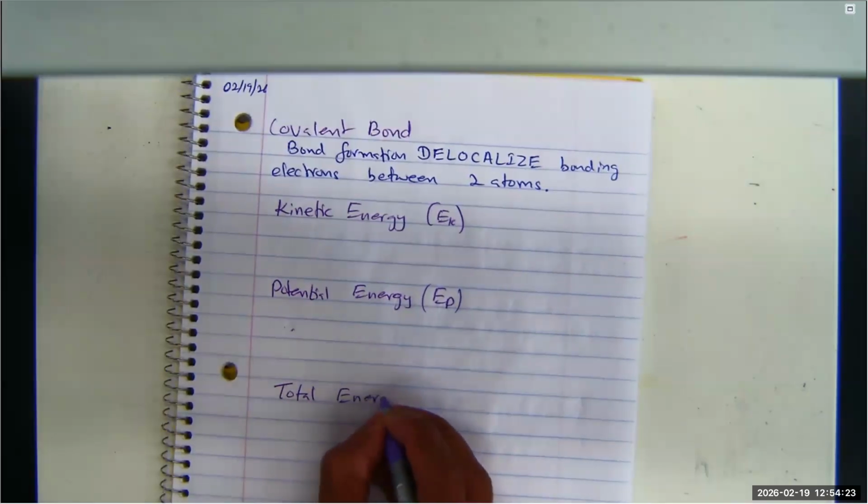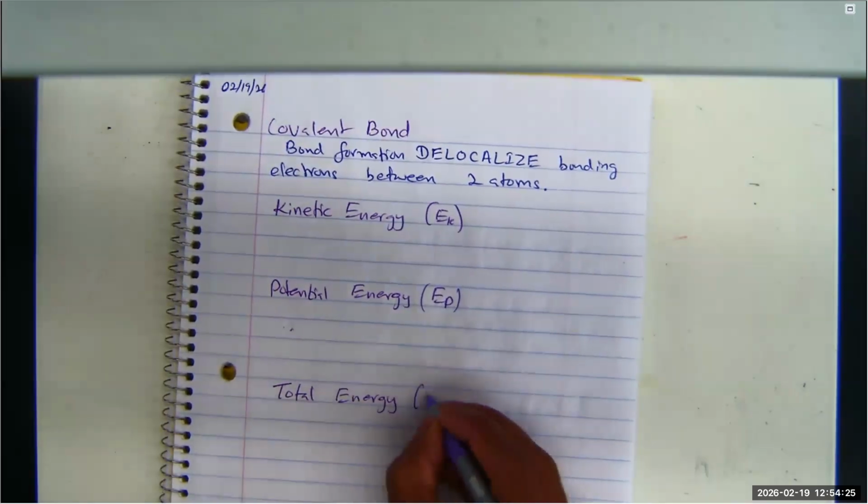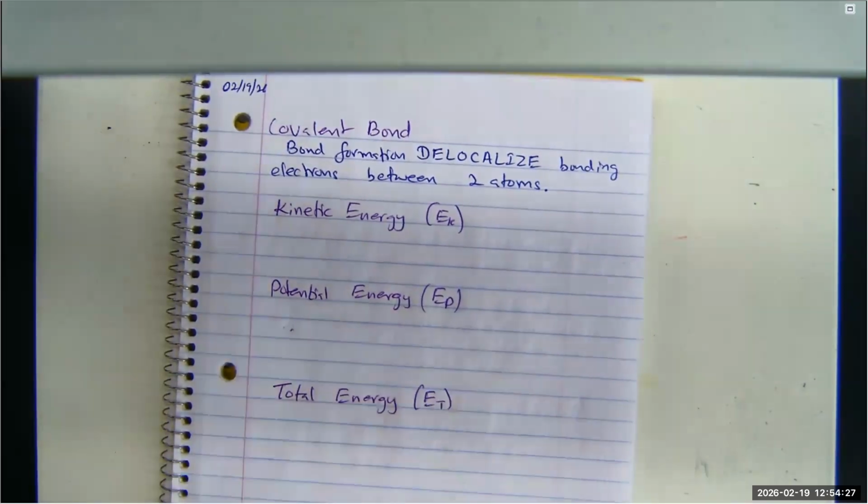All right, go ahead on your whiteboards. Can you tell me what happens to kinetic energy, potential energy, and the total energy due to bond formation? And why? Especially why? Let's see.